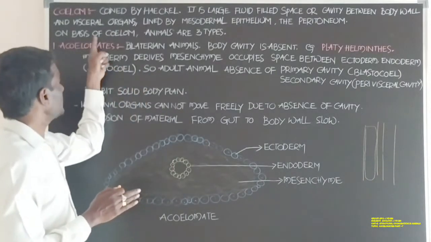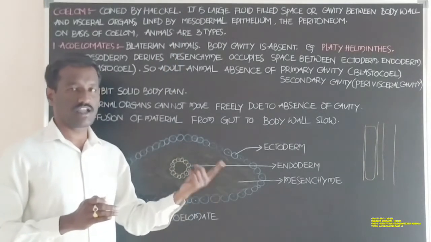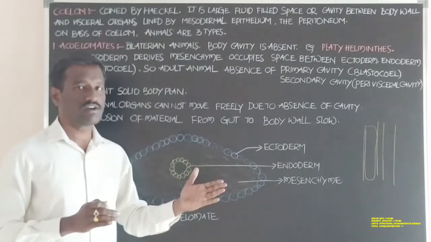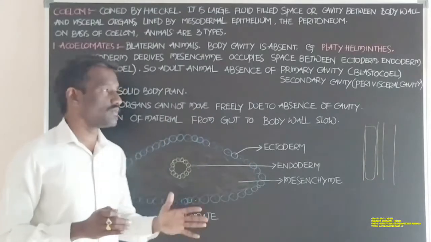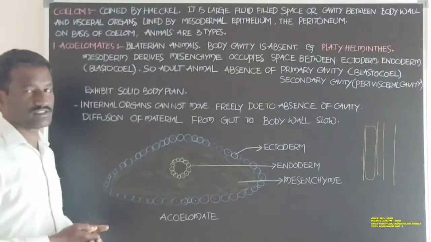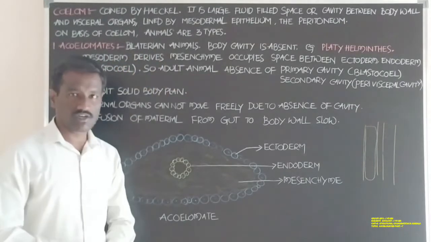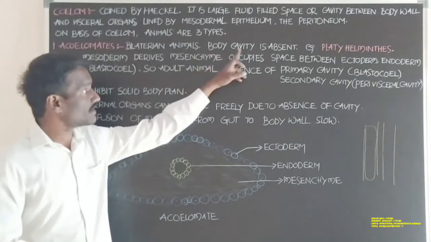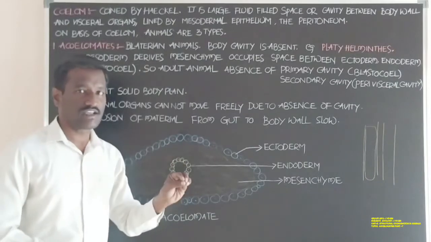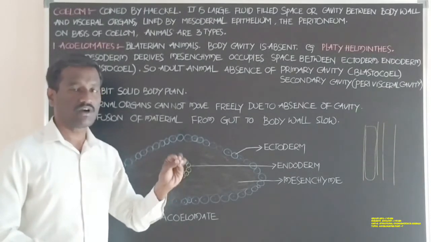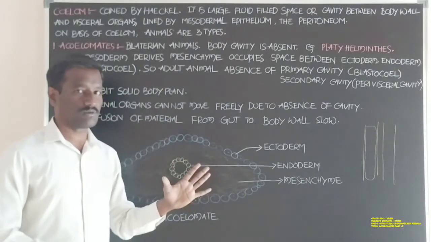Next, on the basis of the coelom, animals are of three types, depending on which type of coelom is present in the animals. The first one is acoelomates. The acoelomates are bilaterian animals. Acoelomates means the body cavity is absent; the perivisceral cavity, body cavity, or true coelom is absent in these animals.